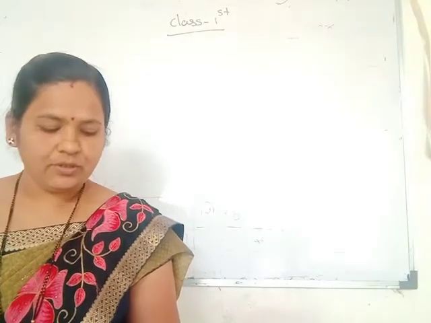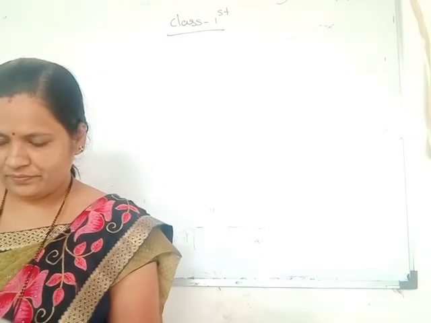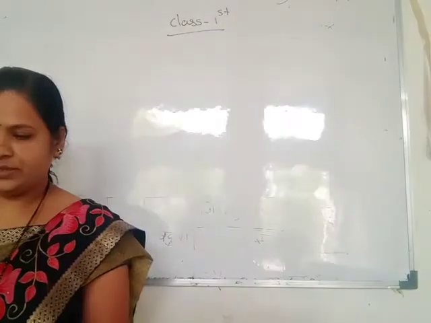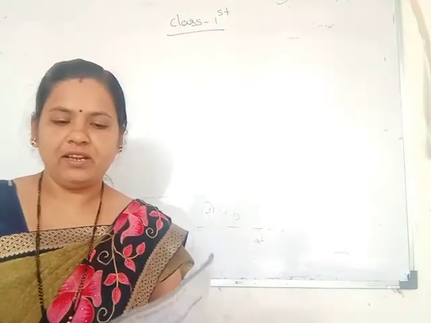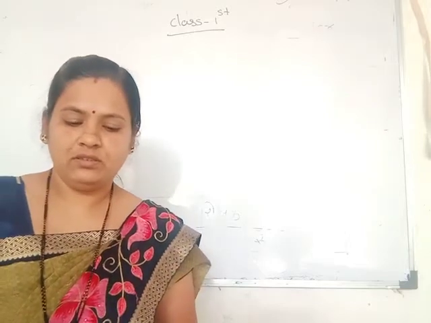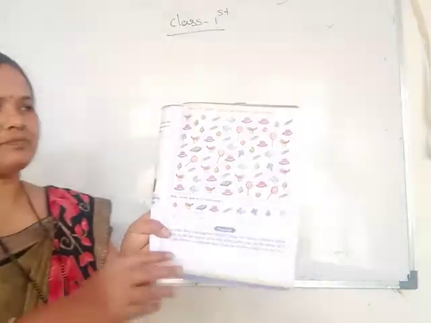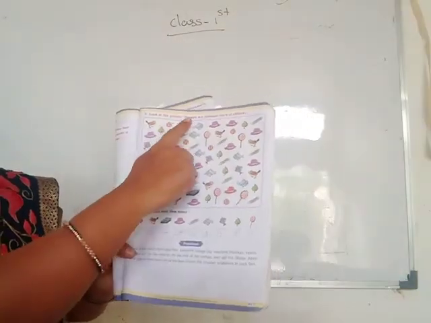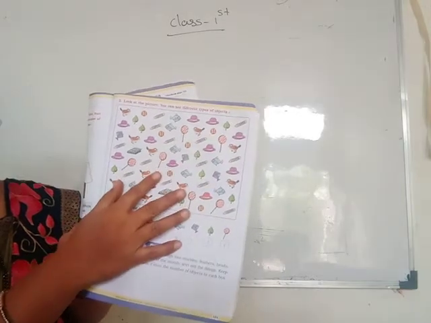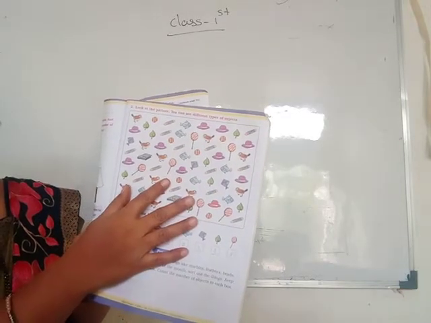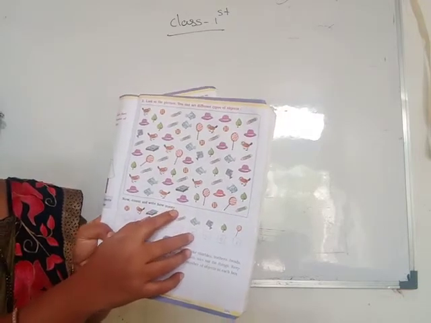In your textbook you see this page number 78. In this chapter, sorting, classifying and forming groups, one question remains. You see this picture. Look at the picture. You can see different types of objects. Different types of objects are given here. Then you count and write how many of these objects there are.